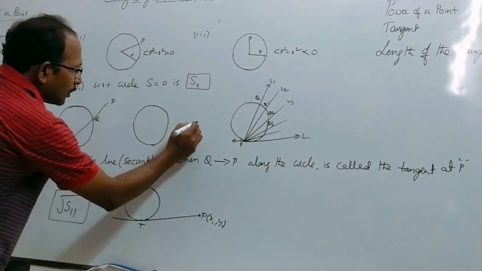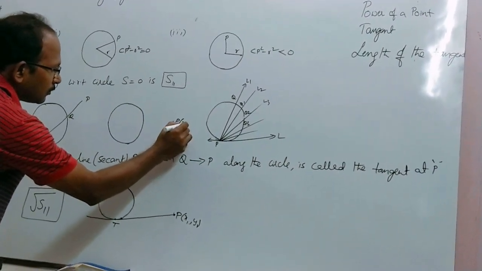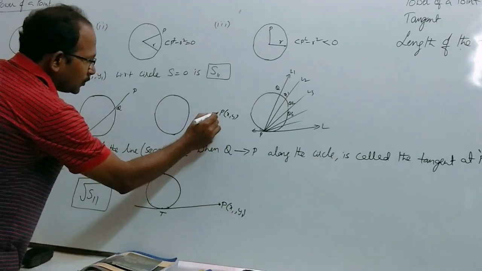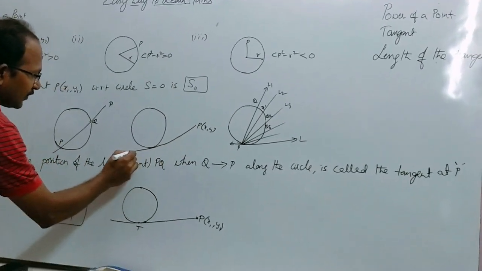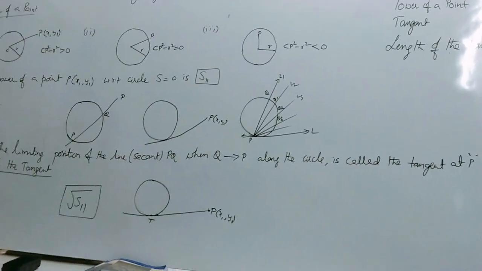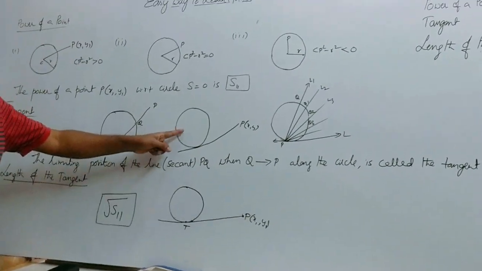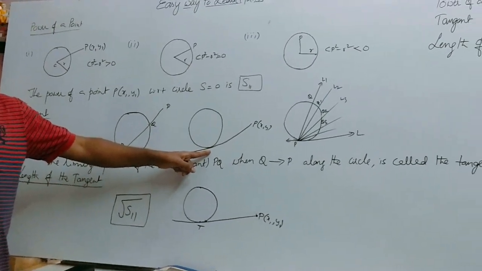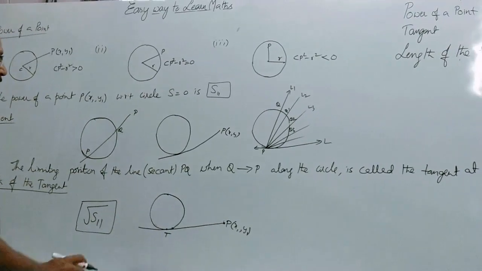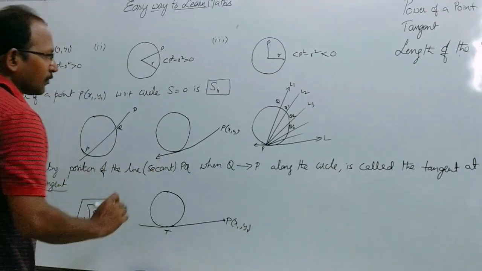If you draw a line from a point P to the circle such that it touches the circle, touches means the common point of the circle as well as the line is a single point. If it touches the circle, then it is called a tangent.